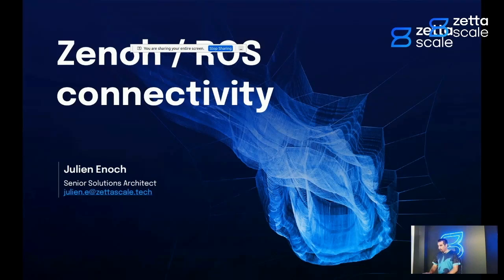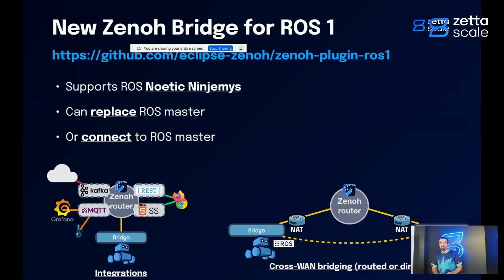So first this year, we released a very first version of a bridge for ROS1, because still a lot of users are using ROS1. This bridge supports Noetic, and it acts as a ROS master. It's per configuration. You can start this bridge, or this Zenoh plugin for a router, as a ROS master, and all your ROS1 nodes will connect to this master and communicate peer-to-peer with each other.